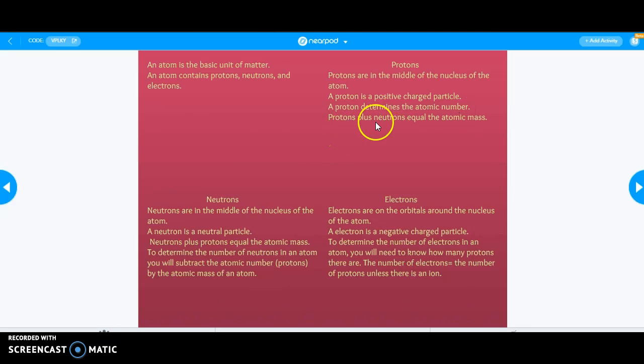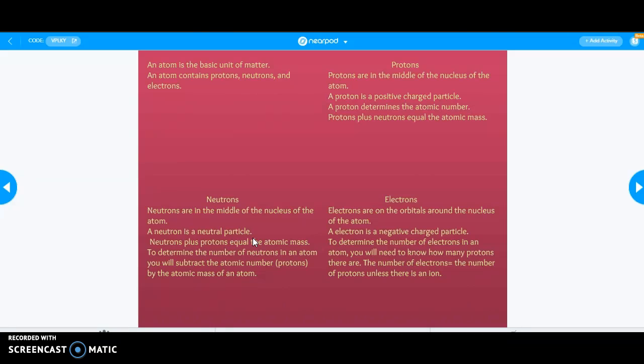Protons plus neutrons equal the atomic mass. So now we know how to find the atomic number and the atomic mass. Neutrons are in the middle of the nucleus of the atom, just like protons are. A neutron is a neutral particle. Neutrons plus protons equal the atomic mass, just like we said right above. To determine the number of neutrons in an atom, you will subtract the atomic number, protons, from the atomic mass of an atom.